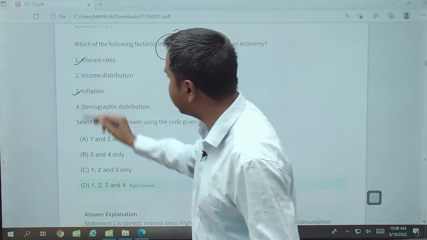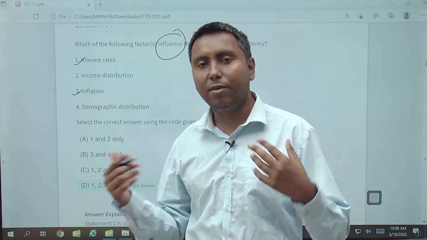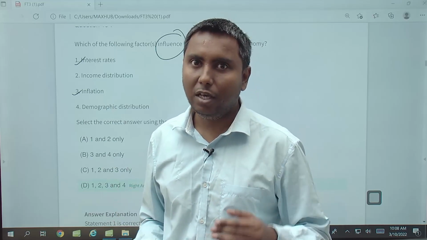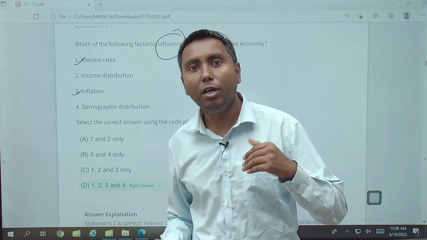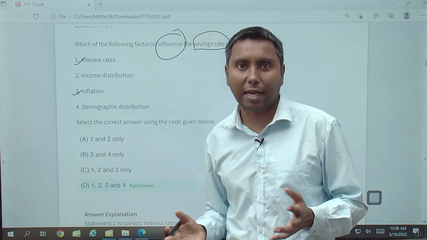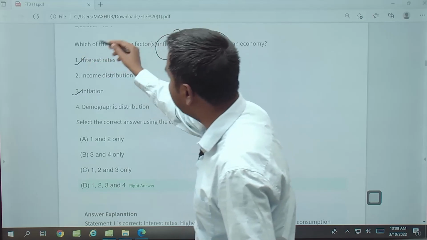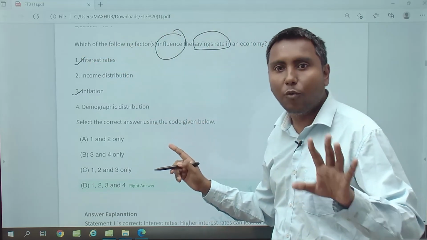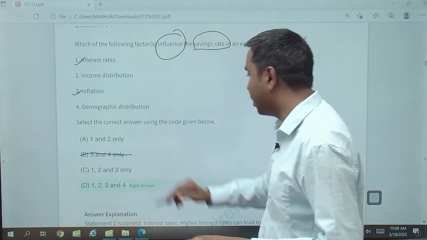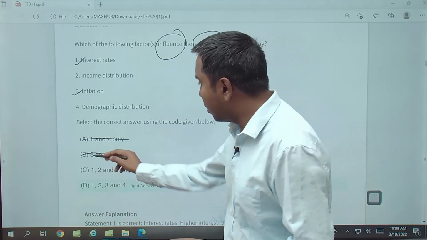Now let's consider inflation. Okay, so if there is high inflation, will people's saving increase or decrease? If there is high inflation, then people will have to spend more to buy the same amount of goods and services, right? So if they have to spend more, then saving will decrease. Okay, so both interest rate and inflation will certainly influence. So 1 and 3, you can come back here. This means this is not the right answer. This is not the right answer. You have C and D.